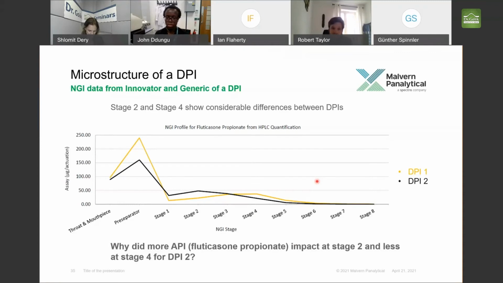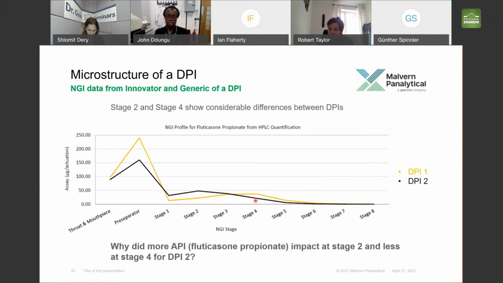Right, so in this case, we're looking at the active ingredient fluticasone propionate, and we've got two DPIs, two products, and ultimately we can see that we have significant differences in this deposition profile. Particularly if you ignore the pre-separator here. If you're looking at the later stages where we expect particles to go into the lungs, then differences really emerge at stage 2 and at stage 4. So for DPI 2, we get a lot of this FP depositing at stage 2 compared to DPI 1, but at stage 4 it's the other way around.